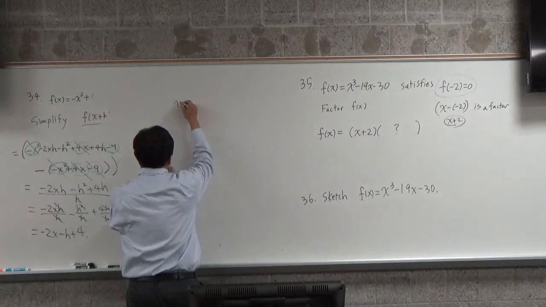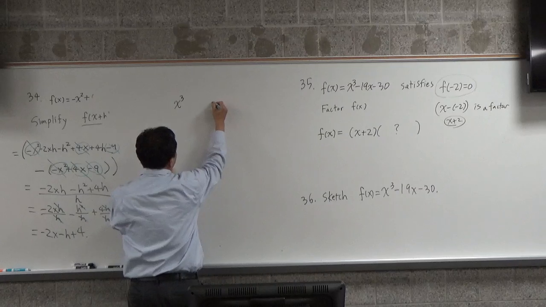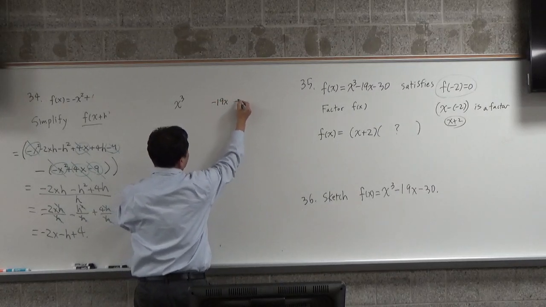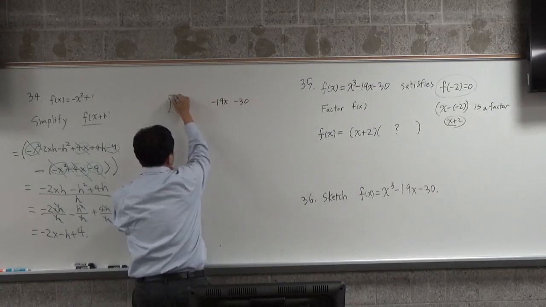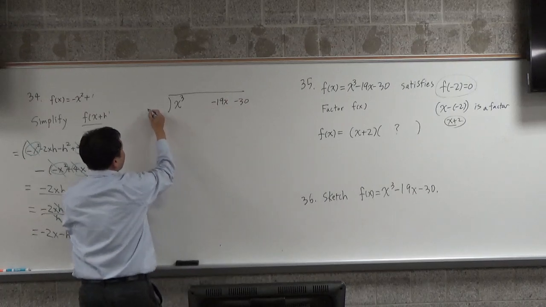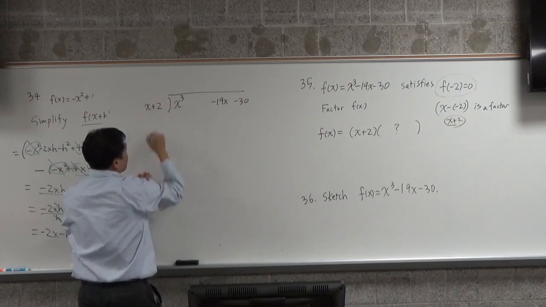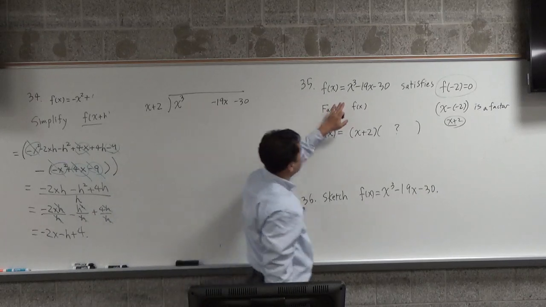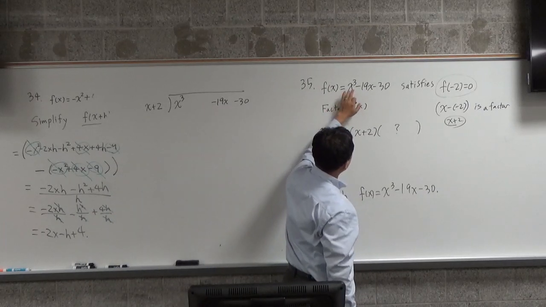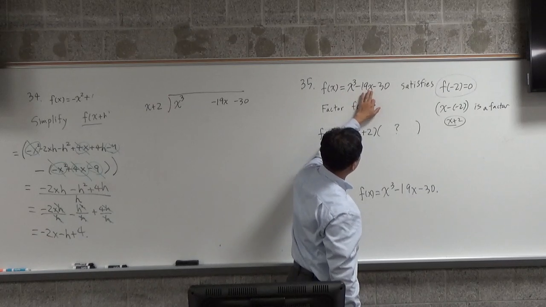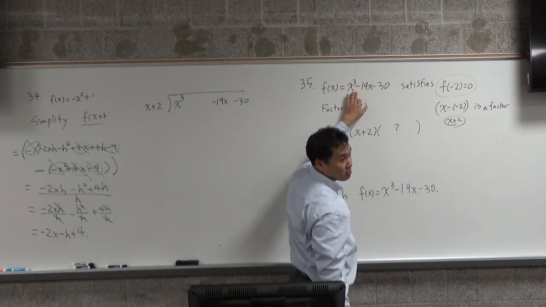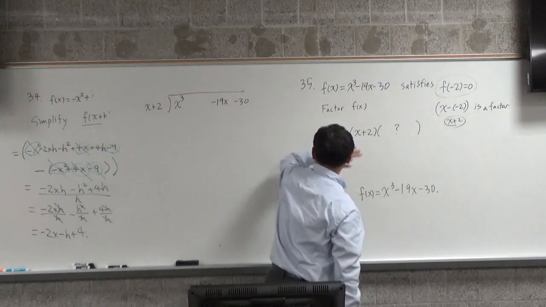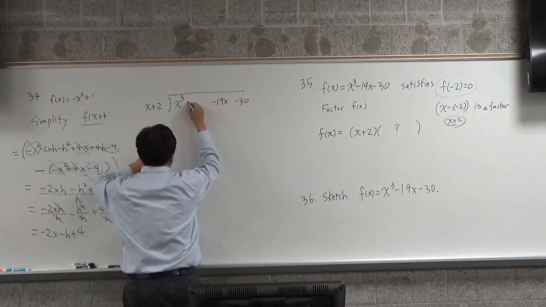Let's do that. x cubed minus 19x minus 30, and you're trying to divide this by x plus 2. Now notice that I have a space here. That's because it's a cubic function. There's a cubic term that's the x to the first power, but there is no x to the second power. So you have to write down 0x squared.